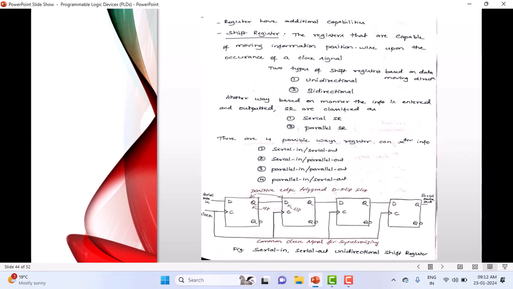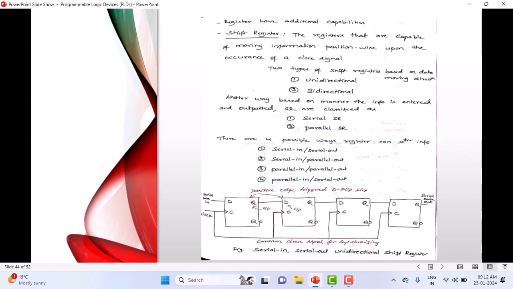A register has got additional capabilities also. As I told you, a register can be used to move the data from one part of the flip-flop to another flip-flop. That is called a shift register. This is the definition for a shift register: registers that are capable of moving information position-wise upon the occurrence of the clock signal. That is called a shift register.